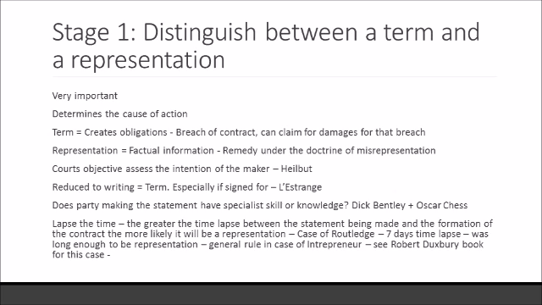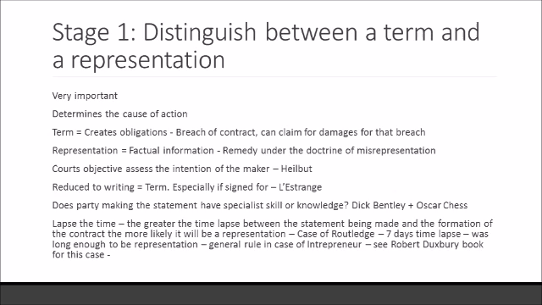In the case of Dick Bentley, a car dealer represented that a particular car had done around 20,000 miles, as opposed to Oscar Chess, where a man selling a car who had no profession relating to cars at all represented that a particular car was of a certain model. It was later found that it was not of that model. It was a completely different model to what had been represented. In Dick Bentley, the statement was a term, and in Oscar Chess, it was held to be a representation.